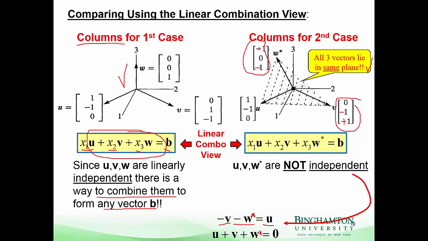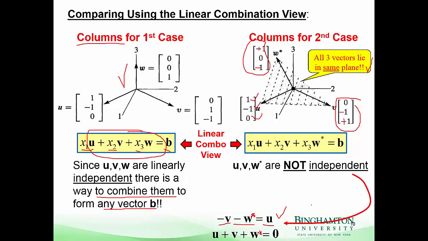I get a +1 in the first element, matches. I get a 0 plus a -1, gives me a -1 in the second element. That matches. I get a -1 plus a +1 goes to 0. So sure enough, that is true. So that is another indication that the columns of the C matrix are linearly dependent.